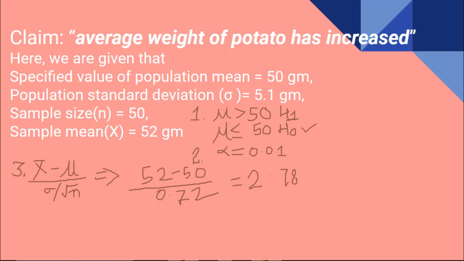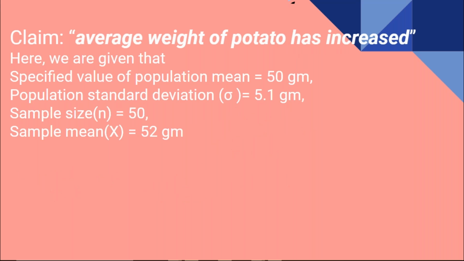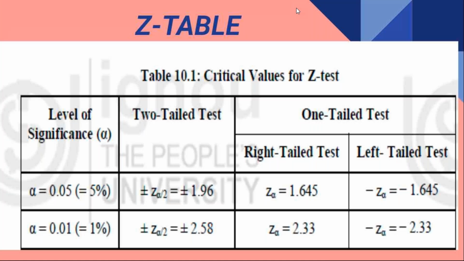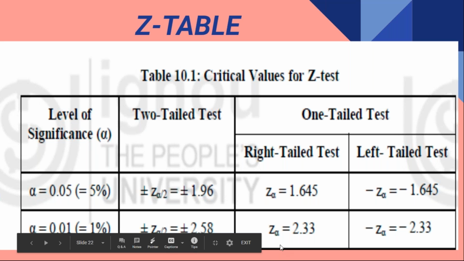My fourth step is to compare the test statistic value with the value present in the tables. Let's check the values present in the table. Here you can see that as we are performing a right tailed test, and we are checking at the level of significance alpha of 0.01, the value of z alpha comes out to be 2.33, and the value for my test statistic comes out to be 2.78.